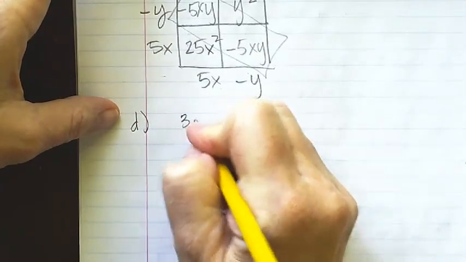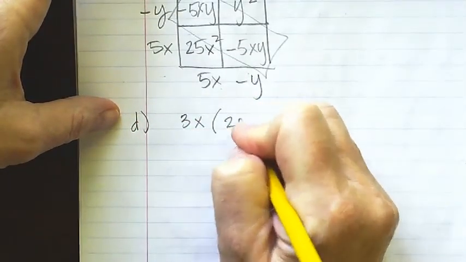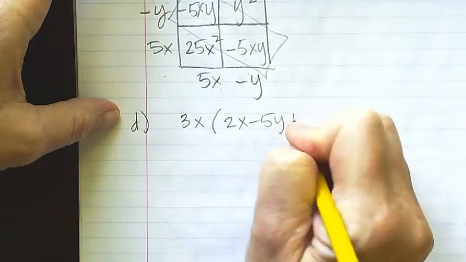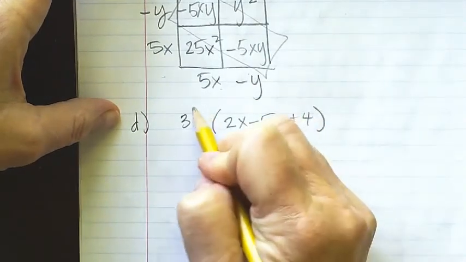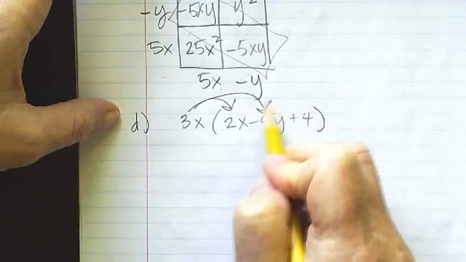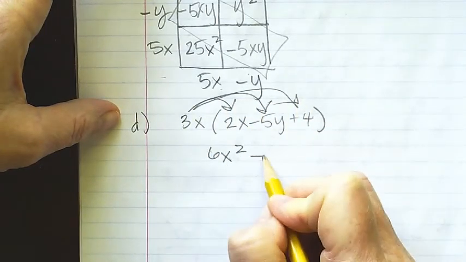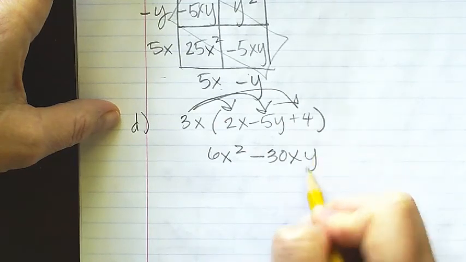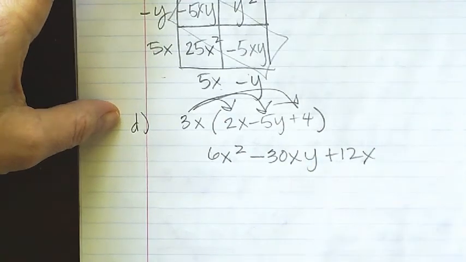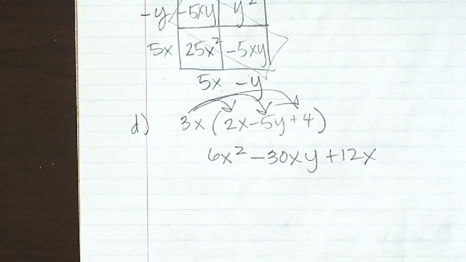And last we have, all right, let's just distribute. 6x squared minus 30xy plus 12x. Okay, I will get this up on my YouTube channel, and hopefully this helps.